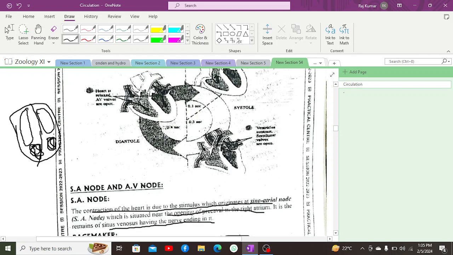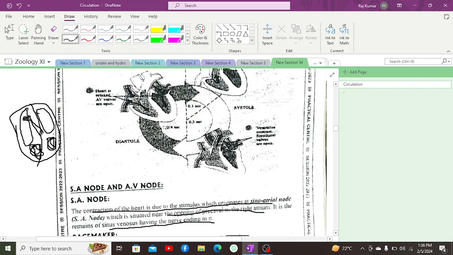Now, coming to the point, here we have the SA node. The SA node is present towards the left side of the right atrium. It is a nodal structure made up of nodal tissues, known as the SA node, and that SA node carries signals through several internodal tissues.